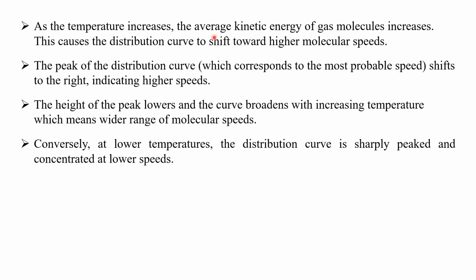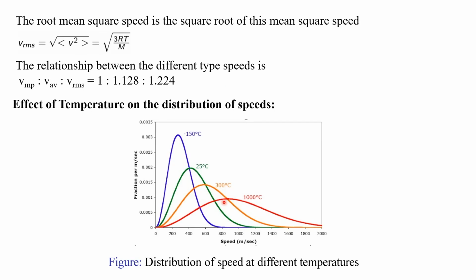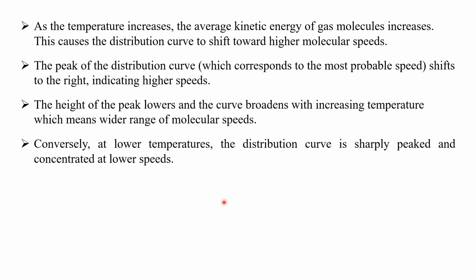As the temperature increases, the average kinetic energy of gas molecules increases. This causes the distribution curve to shift towards higher molecular speed. The peak of the distribution curve, which corresponds to the most probable speed, shifts to the right, indicating higher speed. So you can see that it shifts to the right, to a higher speed. A large number of molecules will have very high speed. The height of the peak lowers and the curve broadens with increasing temperature, which means a wider range of molecular speeds. Conversely, at lower temperature, the distribution curve is sharply peaked and concentrated at lower speed.